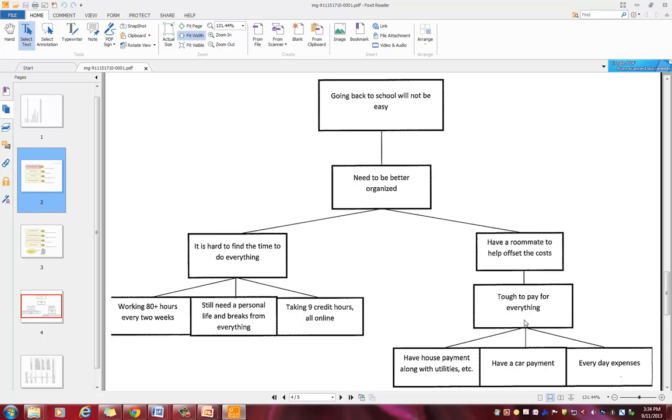So why is it tough to pay for everything? I have a house payment. Why is it tough to pay for everything? I have a car payment. Why is it tough to pay for everything? I have everyday expenses. Their solution was have a roommate offset the cause. But do you see that every one of these, this was your problem. These are some of the whys. And this was a solution.